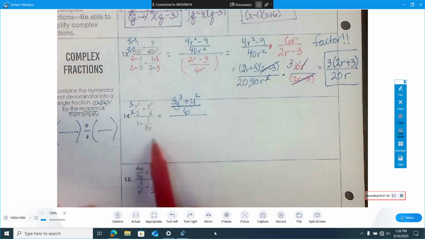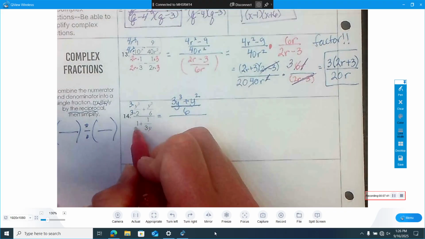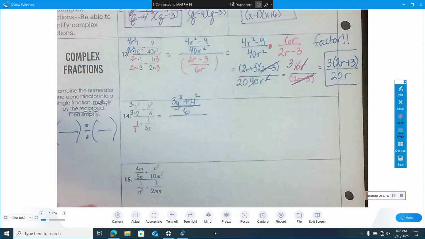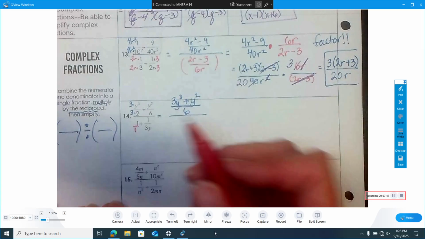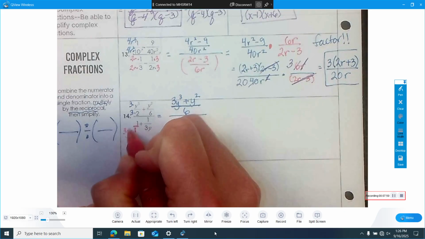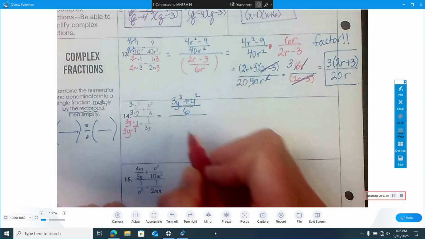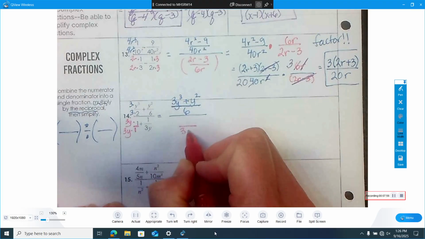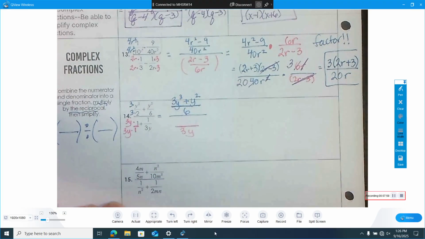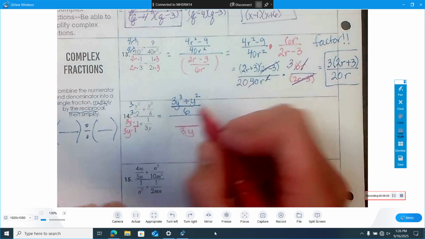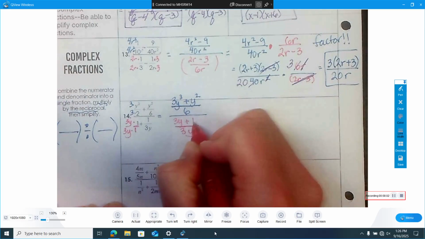In the bottom denominator here, I'm going to think about this as 1 over 1. What do I need to multiply to make the denominators match? The left side by 3y. Good. So 3y on top and bottom, we're going to multiply. Now my denominator is 3y, common denominator. What's my new numerator? 3y plus 1. Very good.